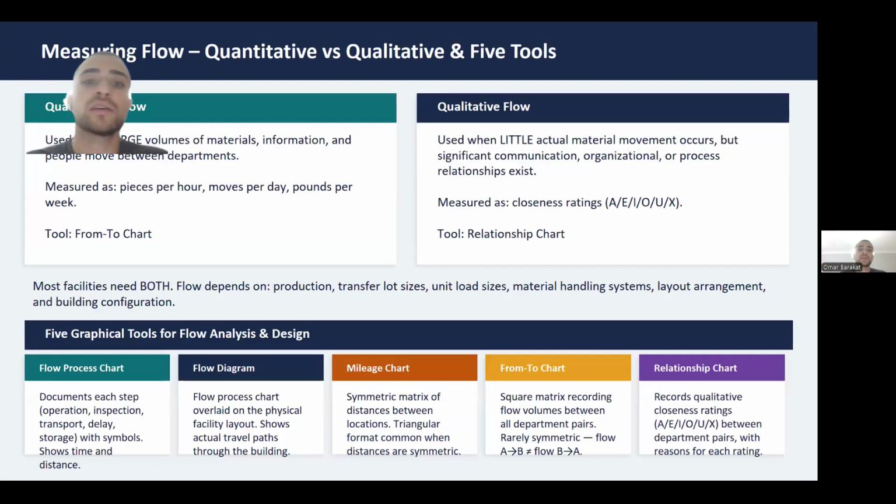Once departments and cells are defined, we need to decide how to arrange them within the facility. The basis for that arrangement is flow between departments. Flow measurement takes two forms, quantitative and qualitative. Most real facilities need both. A manufacturing floor with a cafeteria, an office, and a receiving dock has material flow relationships, and organizational ones. Use both tools and weigh them appropriately.